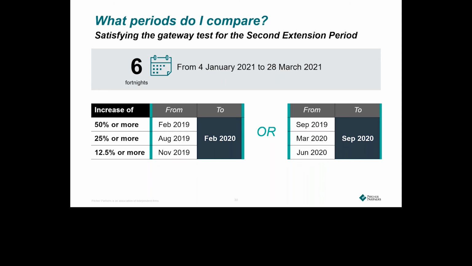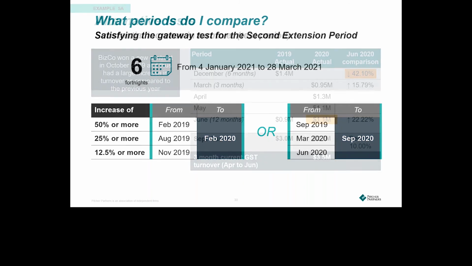So if you can demonstrate that your business turnover has grown by 50% or more when you compare the February 2019 figures to the February 2020 figures, then what you would do is take the 3 months prior to the 1st of March 2020 as your comparison and compare that to your December 2020 quarter.